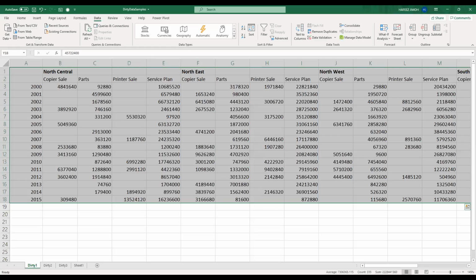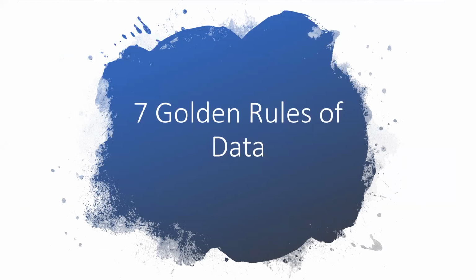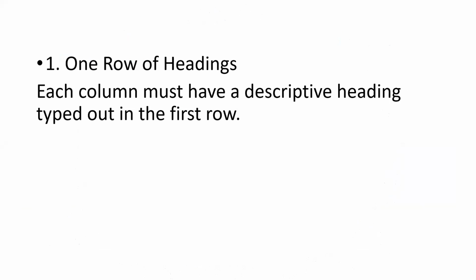But what are those things that will allow us to know what we want to do? Those things are fundamental principles. I believe you can see my PowerPoint slide, right? The fundamental rule is that you have to have one row of headings. Each column must have a descriptive heading typed out in the first row. So clean data doesn't have two rows. You understand what I mean?